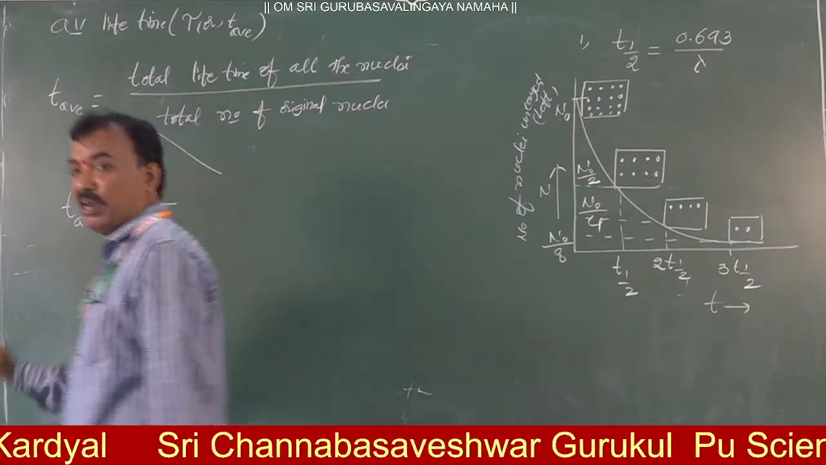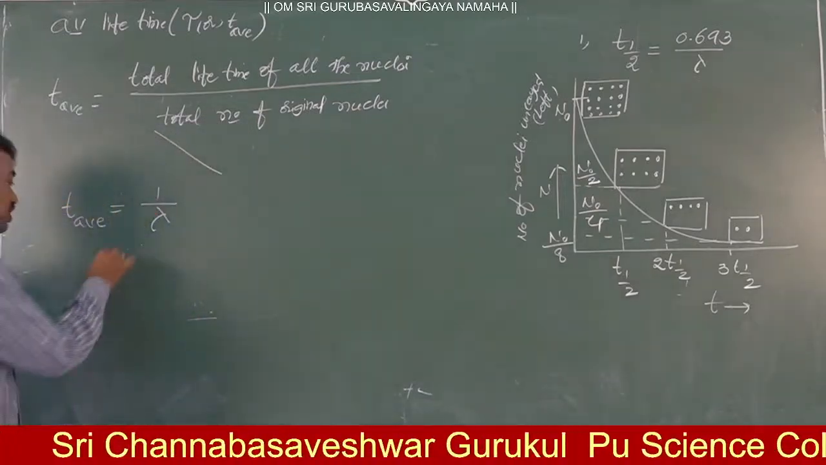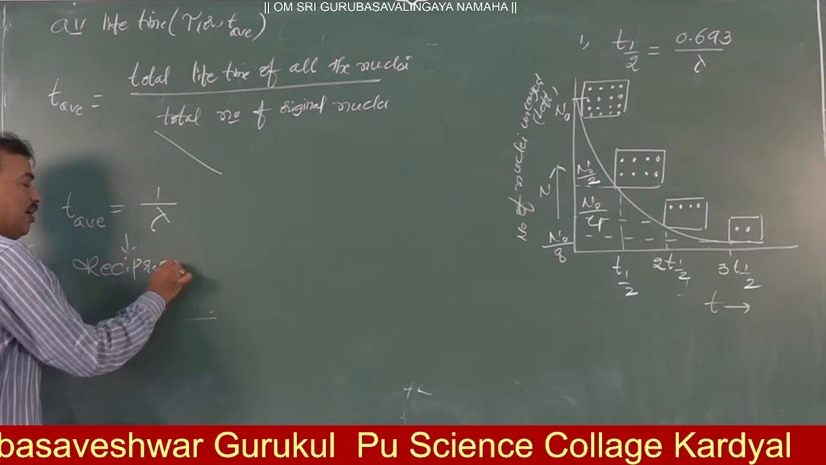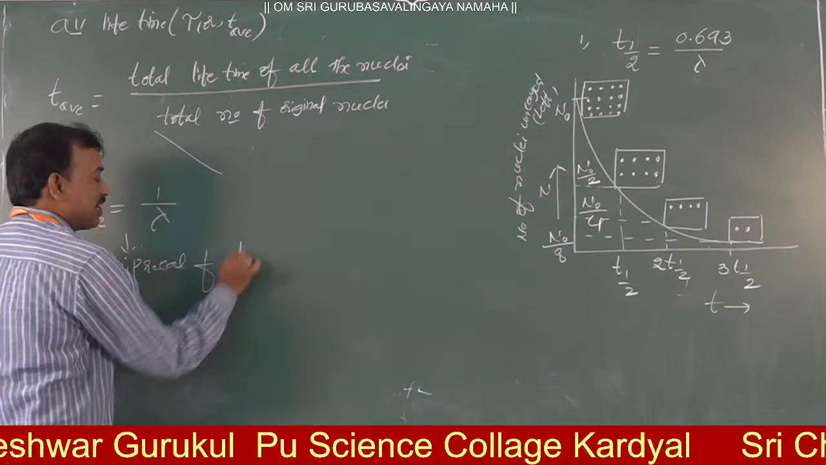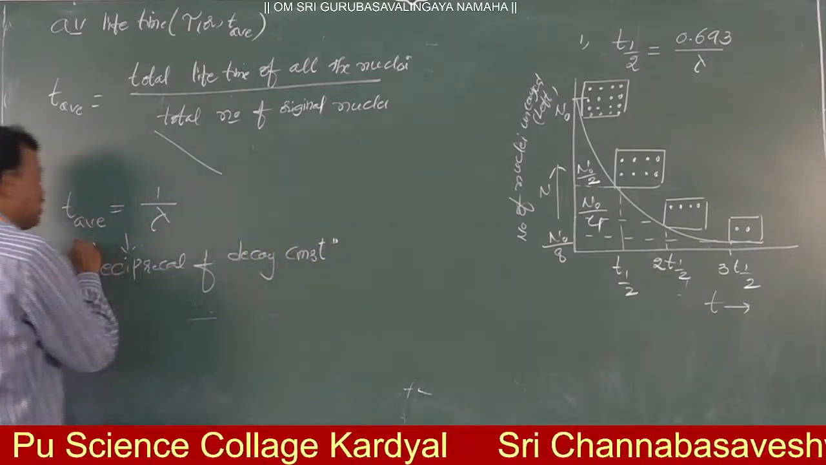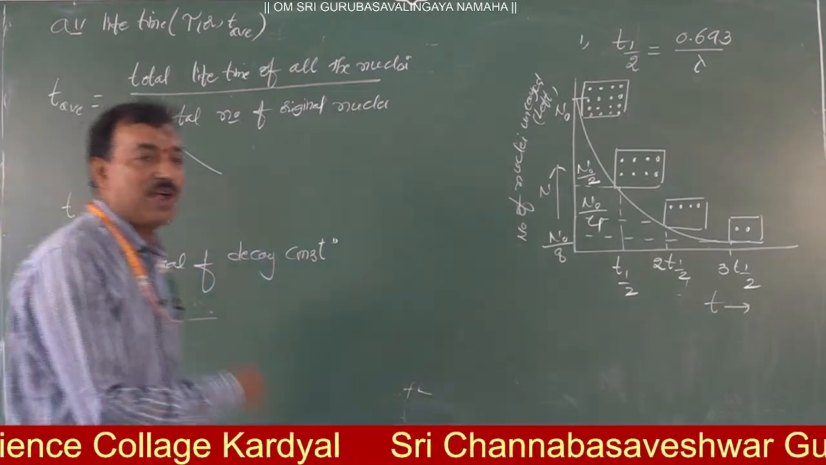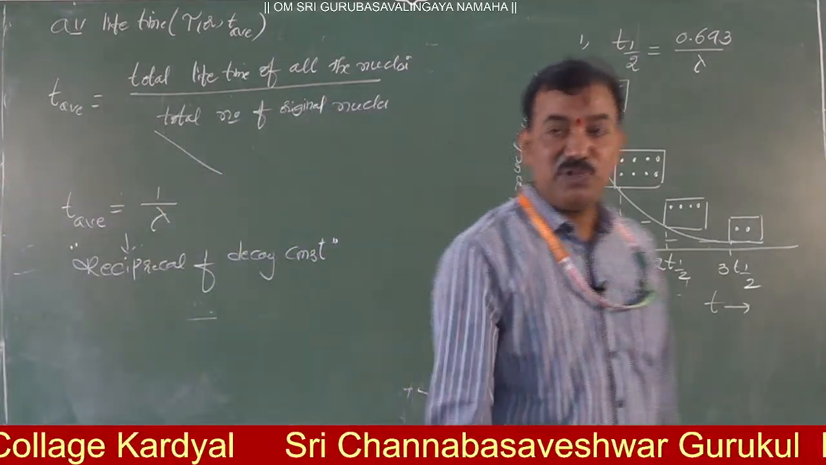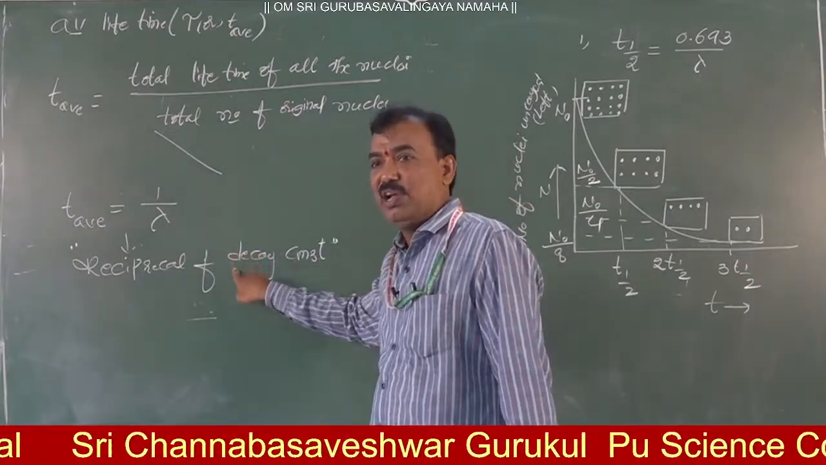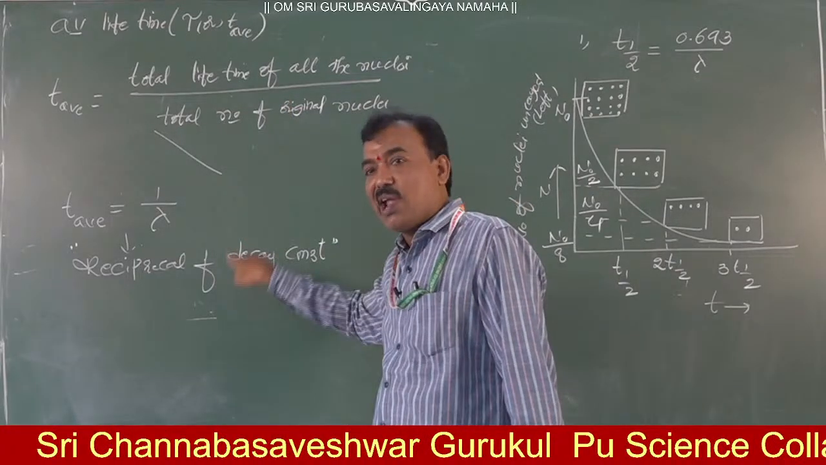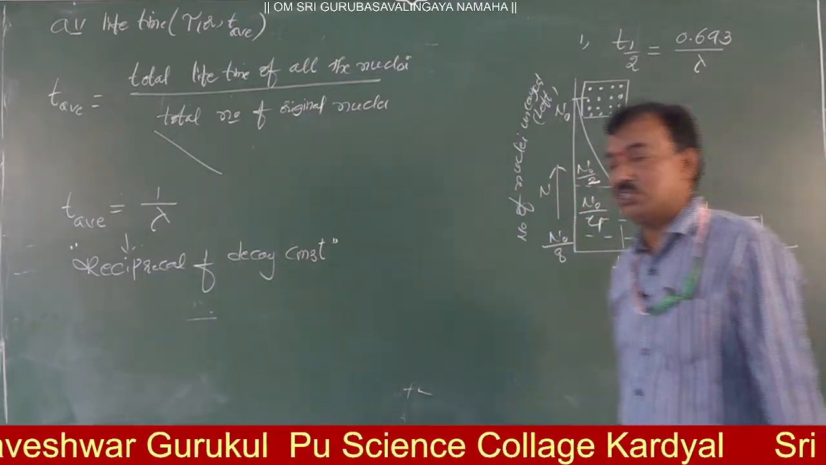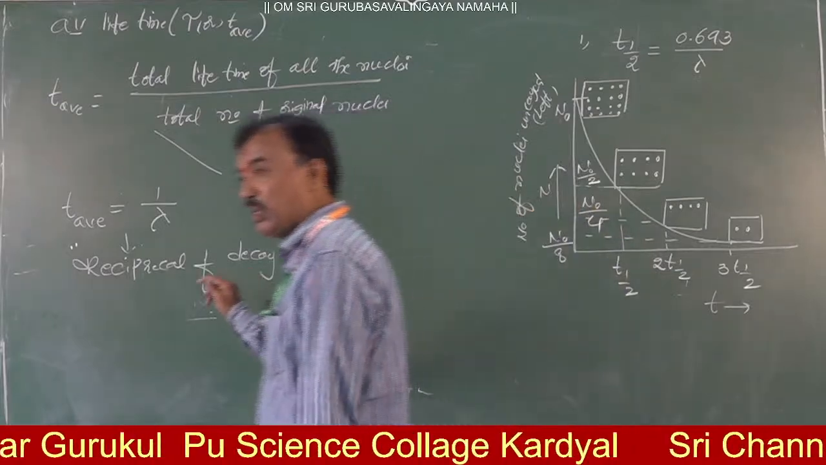What is the statement according to this definition? This is equal to the reciprocal of the decay constant. The decay constant's reciprocal is known as the average lifetime. In the examination you have to write this. It is very simple. So T average is equal to the reciprocal of the decay constant, which is known as the average lifetime.